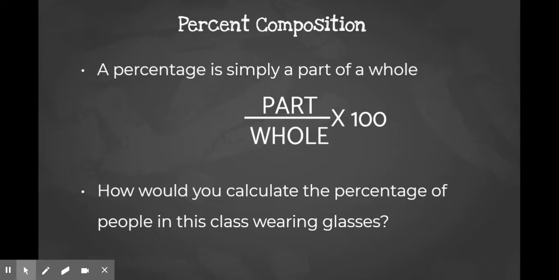And to answer this question, how would you calculate the percentage of people in class wearing glasses? You would count up the number of people wearing glasses and divide that by the total number of people in the room, and then multiply it times 100. Because when you do the division part, you get a decimal, and then we multiply times 100 to make it not a decimal anymore. But that's basically what a percent is.